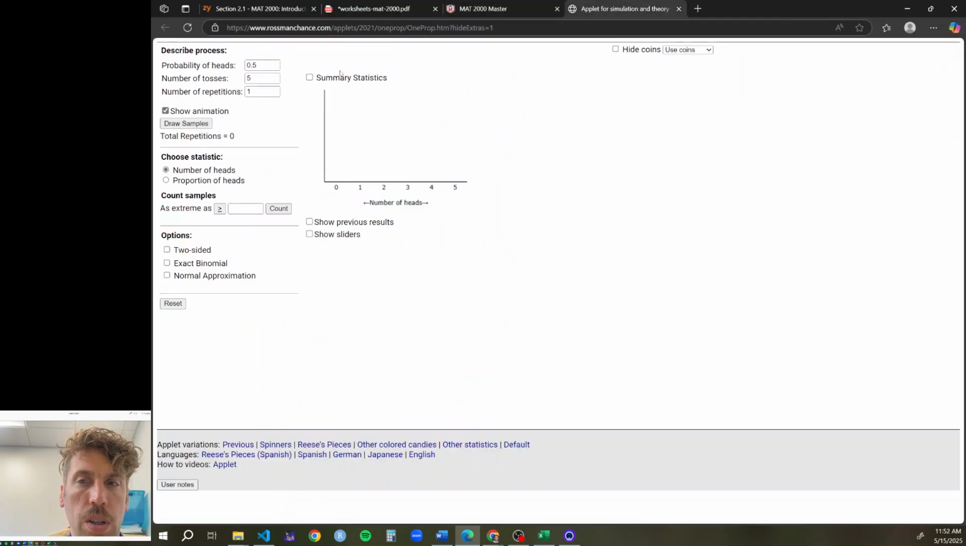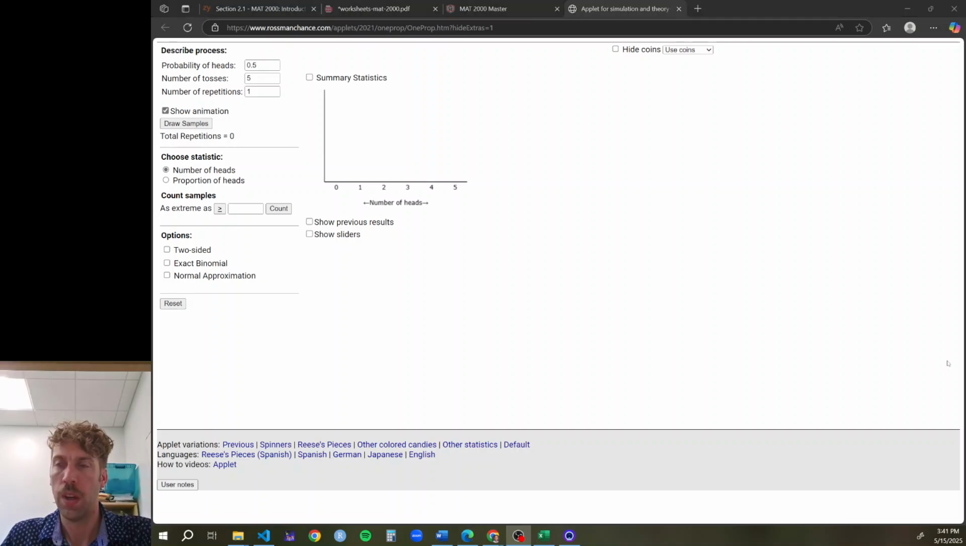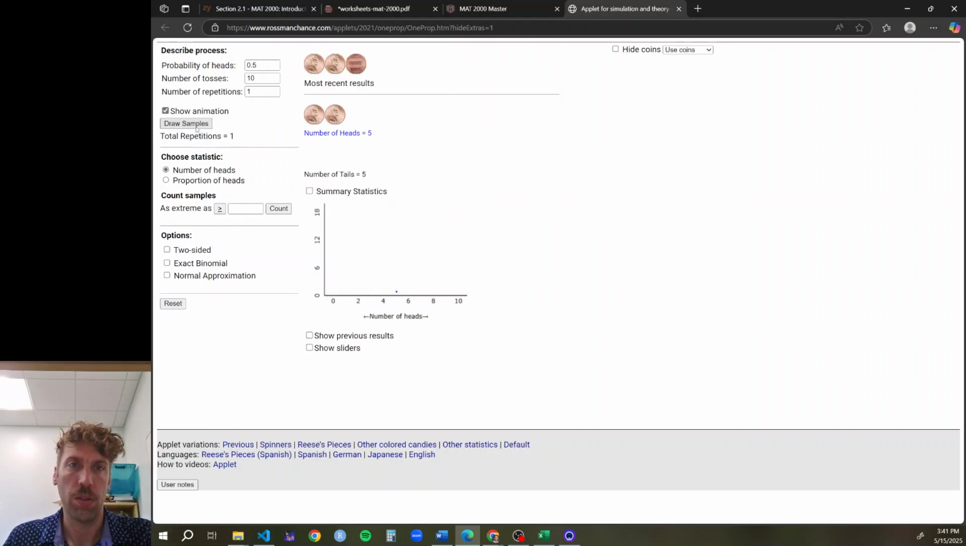Okay, so now I'm going to pause this because I need to do a quick thing. So here we are at the app. We have the probability of heads at 0.5 because we have a fair coin. And the number of tosses should be the sample size. And we'll just do this once. Then the computer is flipping 10 coins for us and counting the number of heads. There were 5 of them, so it dropped a little dot plot right there.